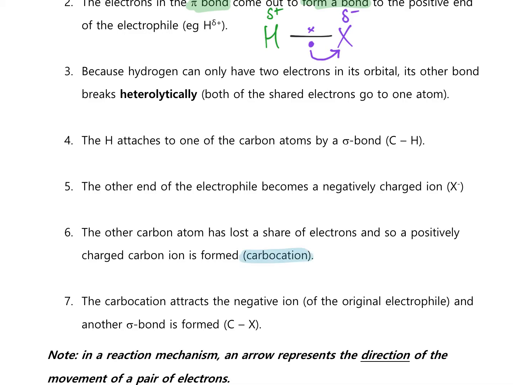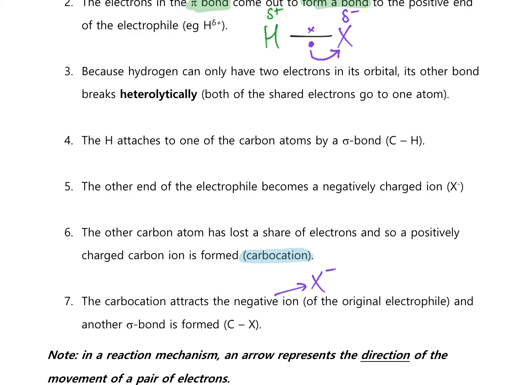The carbo bit obviously referring to carbon, cation meaning a positively charged ion. So we call that a carbocation. That's a term that we'll use in a lot of the topics to come. And the carbocation attracts the negative ion of the original electrophile, in other words, X-.